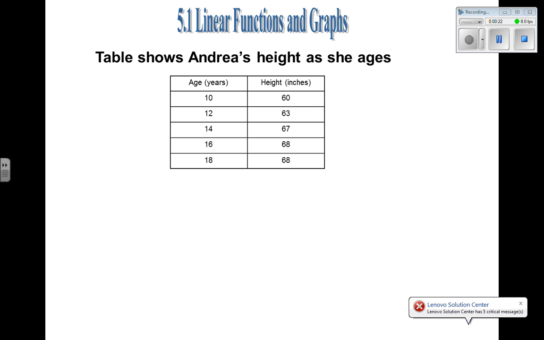You may have also noticed that 68 is repeated twice, and you have to ask yourself, well, what does that mean? Well, chances are at the age of 16, she reached her maximum height, and then she'll just stay at 68 as the table increases in her age.